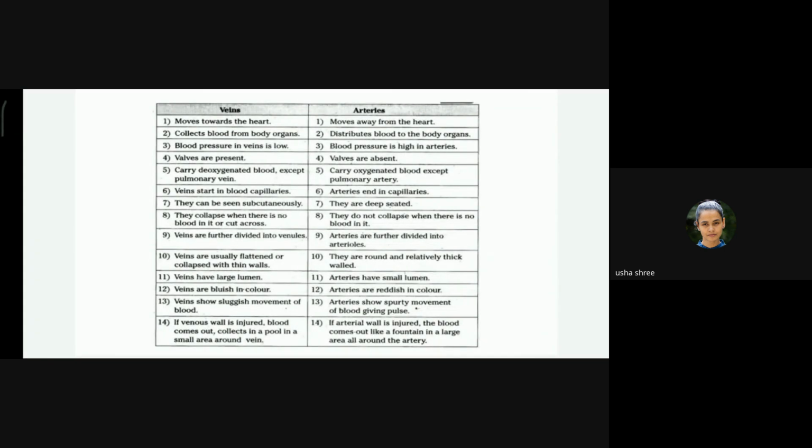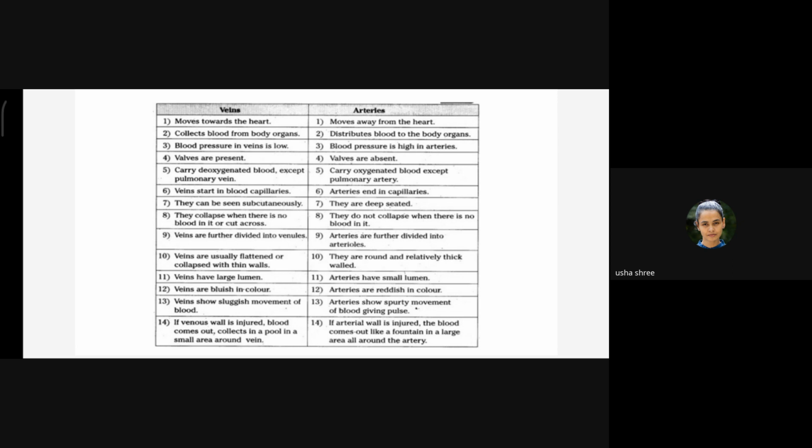And one very important difference, that is valves are present in veins to prevent the gravitational pull, but they are not present in arteries. Okay. And next is generally veins carry deoxygenated blood except pulmonary vein, and arteries carry oxygenated blood except pulmonary artery. So this is a very important question. Which vein carries oxygenated blood and which artery carries deoxygenated blood? The answer is pulmonary vein and pulmonary artery.